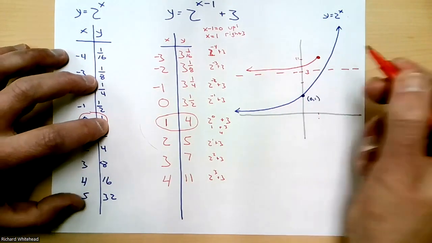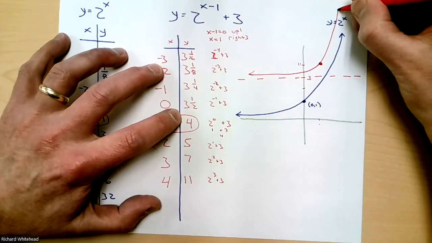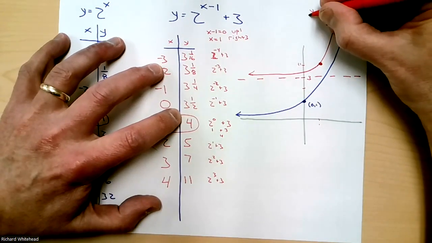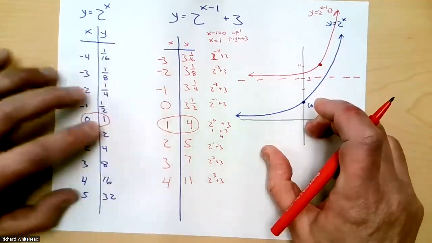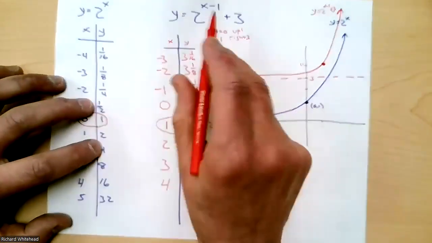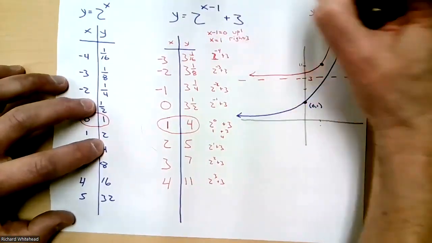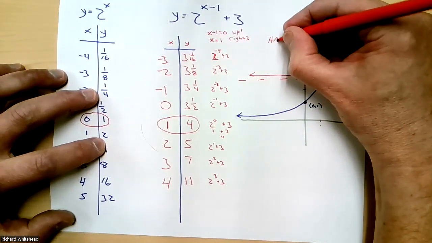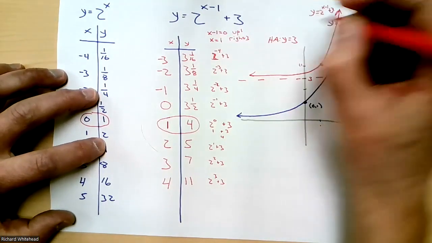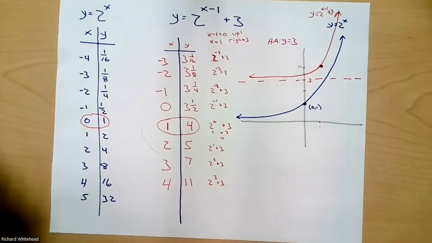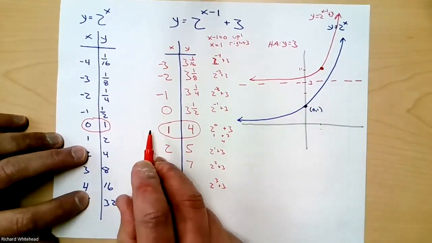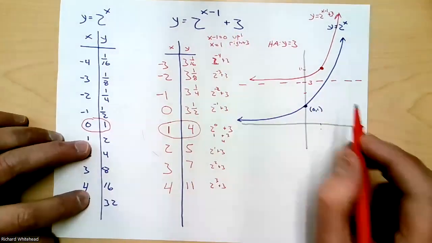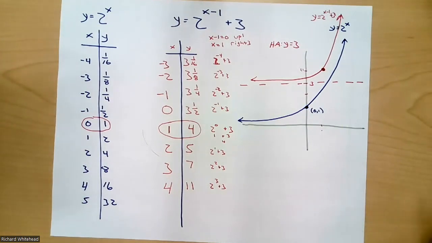So my new curve would look something like this. So that would be my y is equal to 2 to the x minus 1 plus 3. K is the new asymptote. Your horizontal asymptote is y is equal to 3. K becomes the new asymptote. So that's a big deal. So basically, we just took this guy, we shifted it right 1, up 3.